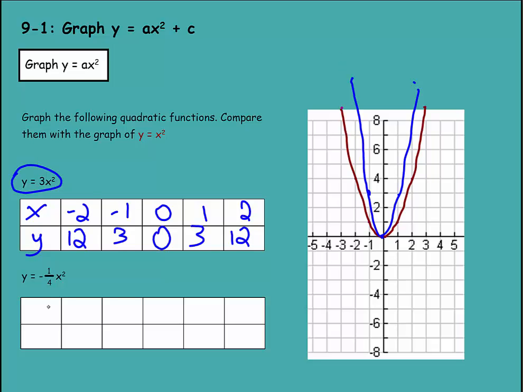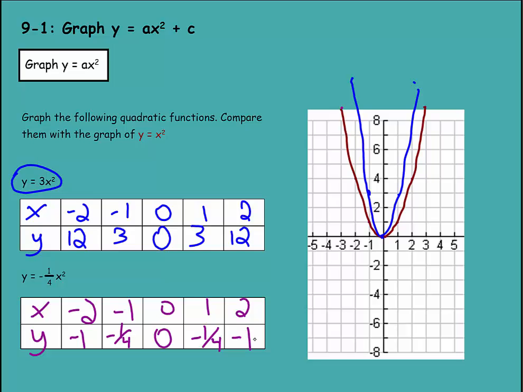Let's do the same thing for this one. We'll do this one in purple. So when we have -2, -1, 0, 1, and 2. When x is -2, we square that to make it +4, times -1/4 would be -1. -1 squared would turn into +1, times -1/4 would just be -1/4. 0 squared is 0, times -1/4 is still 0. +1 squared is +1, times -1/4 is -1/4. Then 2 squared is 4, times -1/4 is -1.